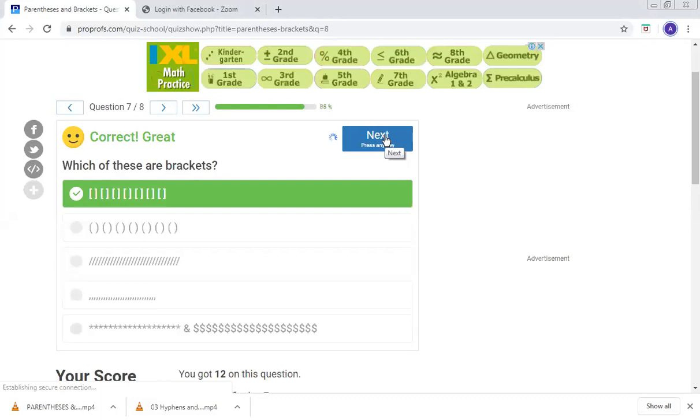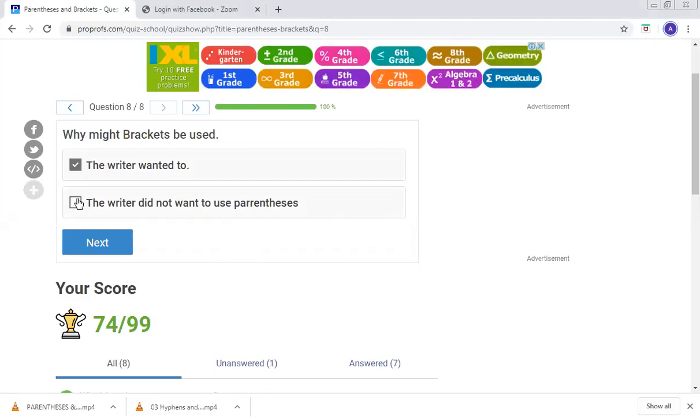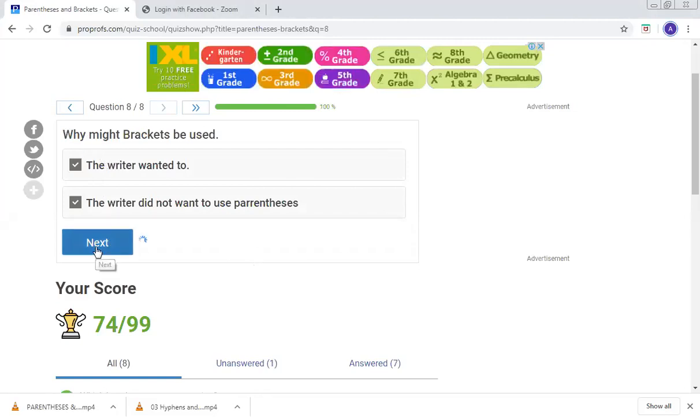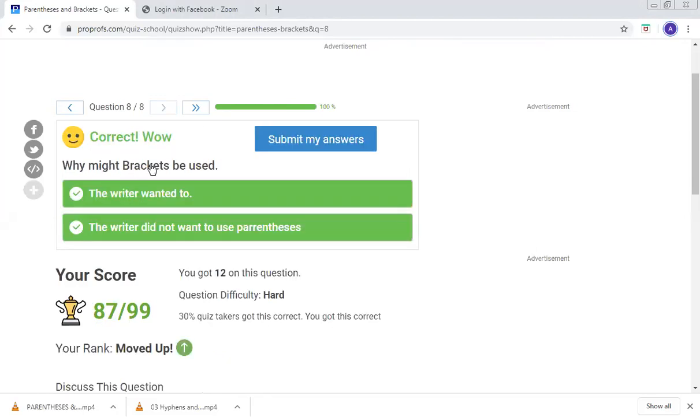Yes, Ali, go ahead. Why might brackets be used? By the way, both are accepted, Ali. I need a question because both can work. Maybe. Look at this one, Ali. I just want to explain something. Listen. When we use brackets, look at the second one where the writer did not want to use parentheses. So they can be used instead of each other. You get the idea?